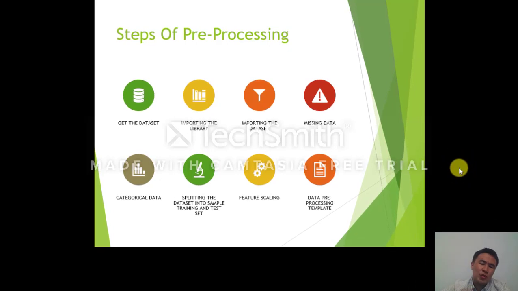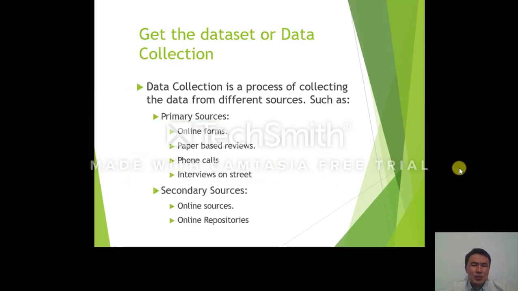Okay, let's move one by one. Get the data set, or data collection. Actually, data collection is the process of collecting data from different sources. There are two types of data sources: primary data source and secondary data source. Primary data source is when we are directly getting data by ourselves, and we are the data collector. Okay, primary sources include online forms, paper-based reviews, phone calls, and interviews on the street.